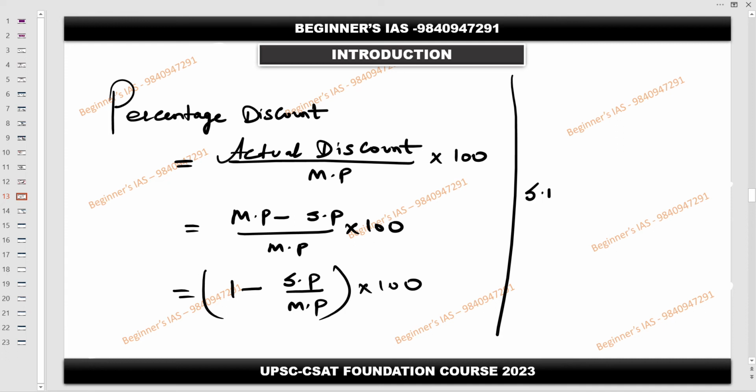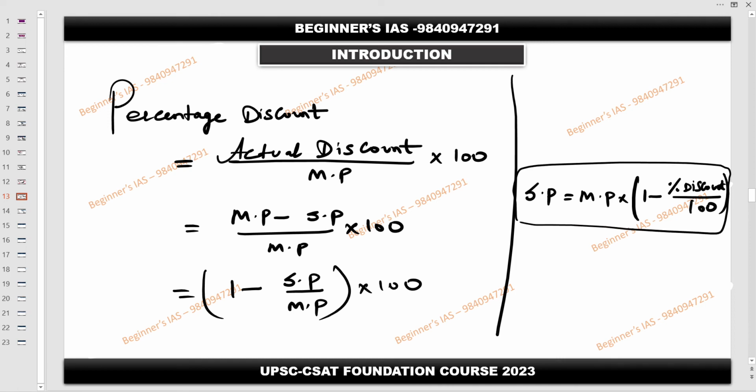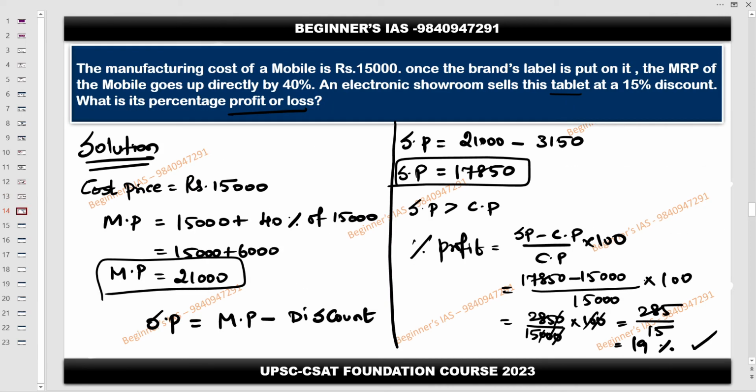So in order to calculate the selling price, listen, this is another one. What you have to do is MP into 1 minus percentage discount by 100. This method also you can do. SP is equal to MP into 1 minus percentage discount by 100. So the same logic applies here. So SP, how could you calculate? MP into 1 minus discount percentage by 100.